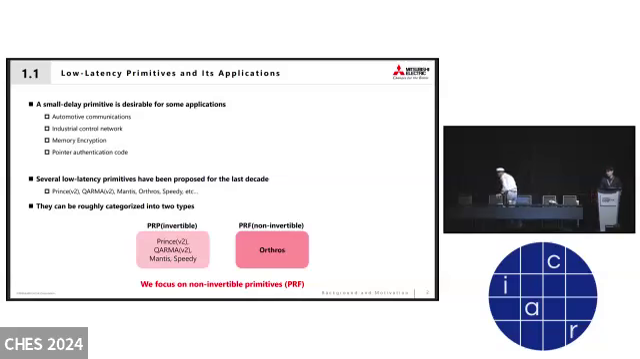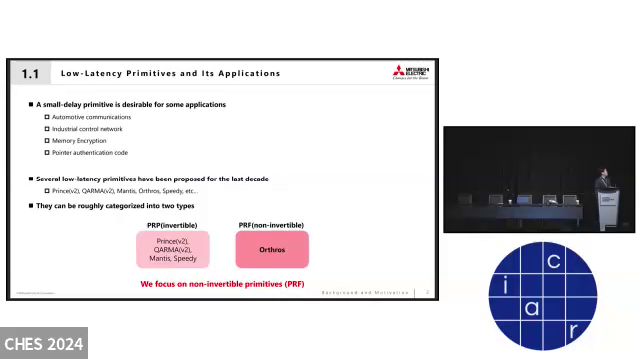Let me first introduce the background and motivation of our work. Recently, a small delay primitive is desired for some applications, such as automotive communications and industrial control networks, memory encryption, and pointer authentication codes. To meet this demand, several low latency primitives have been proposed over the last decade, such as Prince, Qarma, Mantis, Orthros, Speedy, and so on.